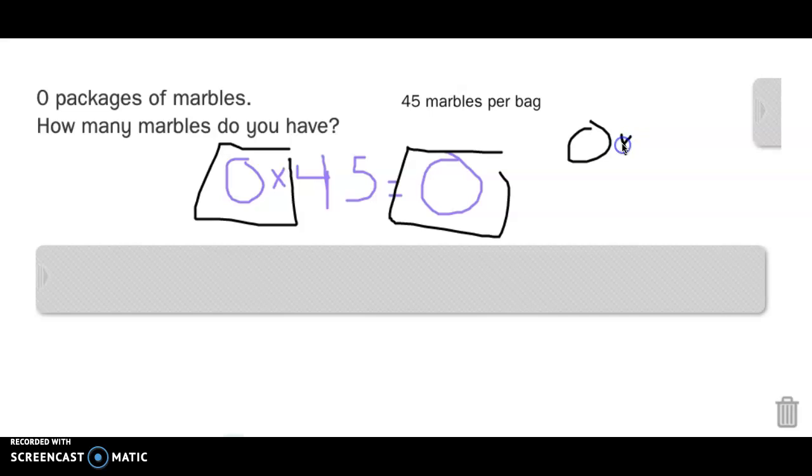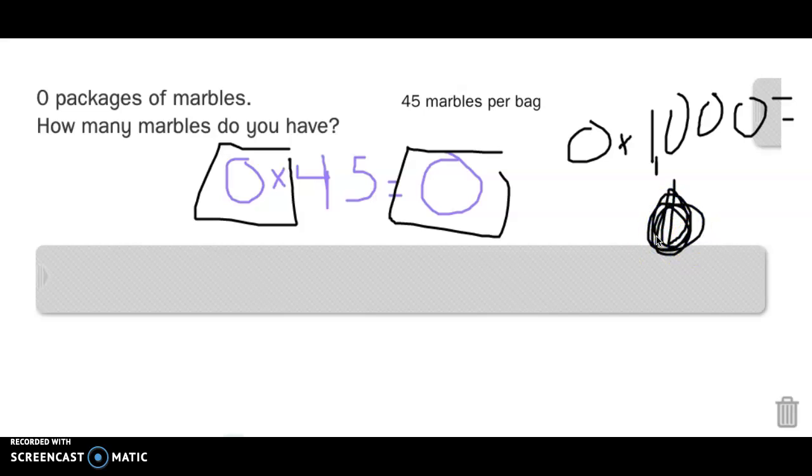0 times 1,000 is still what? It's still 0. Why? Because if I have nothing, I can't have 1,000, right? I just have 0. What is 0 times 18? If I count 18 0 times, or I have 0 groups of 18, I have nothing, because 0 is nothing.